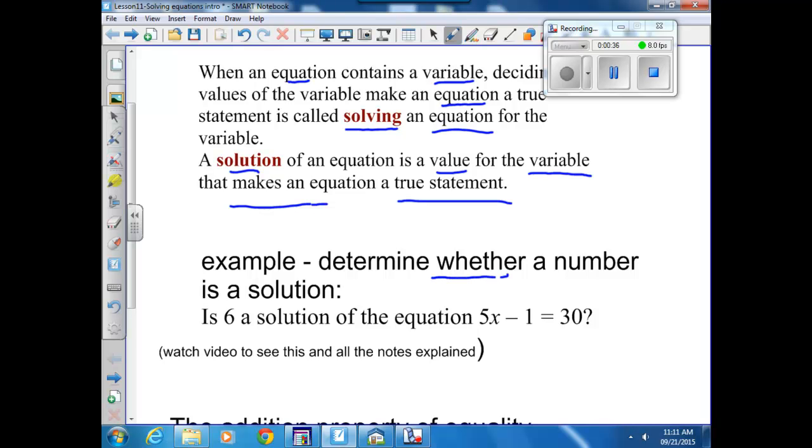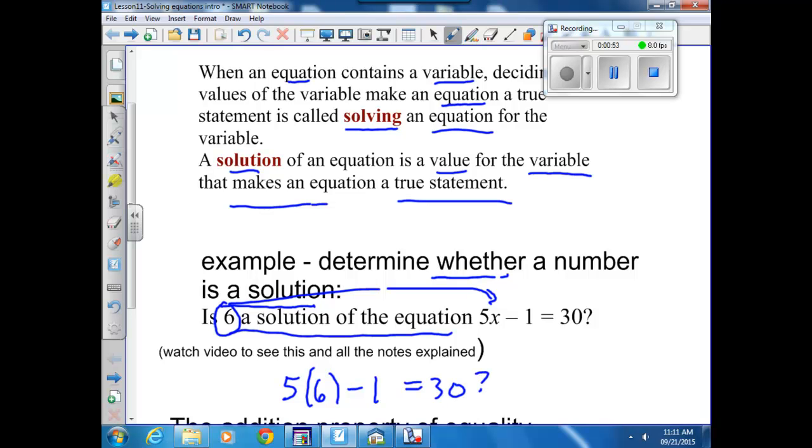Determine whether a number is a solution. Is 6 a solution to this equation? Well, a lot of people start by grabbing 6 and storing 6 in place of the variable. So 5 parentheses 6 minus 1, does that make 30? Well, clearly 5 times 6 is 30, but minus 1 is 29. And since 29 does not equal 30, the answer is no. 6 is not a solution.